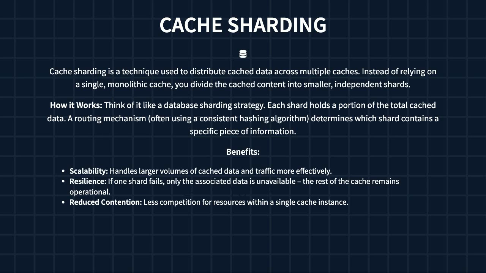Instead of cramming everything into one big cache, you divide it up and store each chunk in its own separate cache. This makes things much more scalable, so you can handle more requests and more data without slowing down. And if one of those smaller caches goes down, the rest of your system keeps running smoothly. That's a major benefit for resilience.